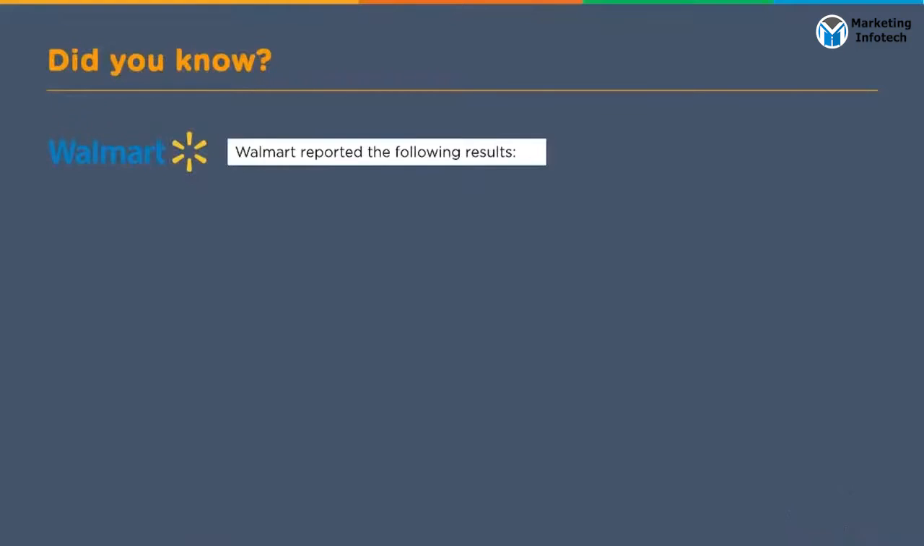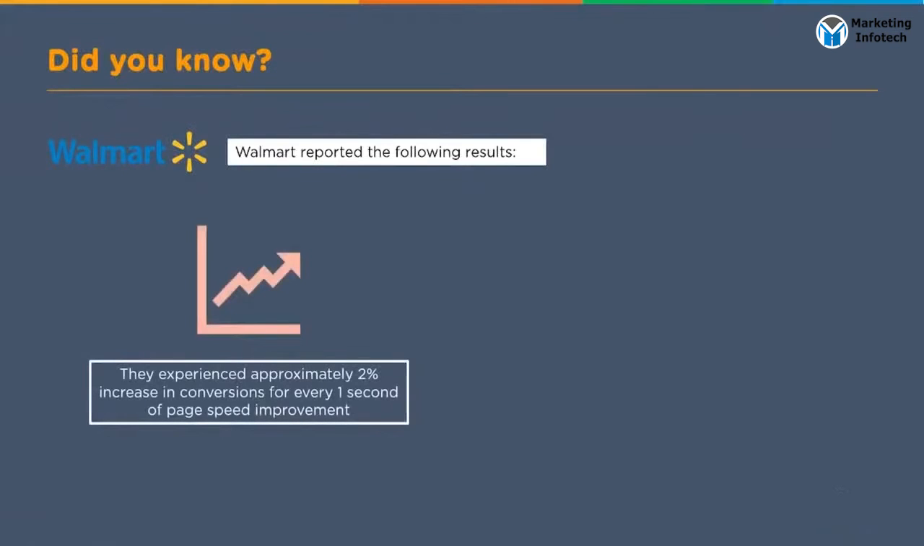Again, you can see that simply going to 4 seconds or less, 3 seconds or less, obviously as fast as possible. So, case study: Walmart. Walmart reported the following results. Walmart experienced a 2% increase in conversions for every 1 second of page speed improvement. So think about that. There's definitely a correlation between page load time and speed, conversions, and user engagement. The quicker your page loads, the higher the engagement.